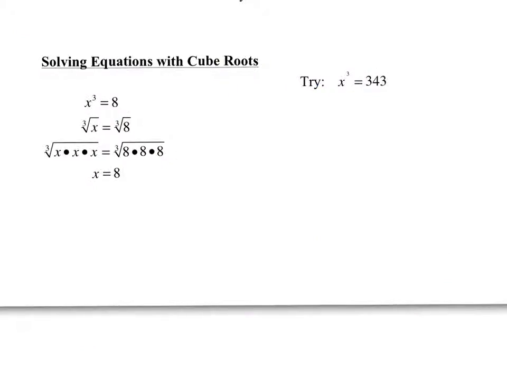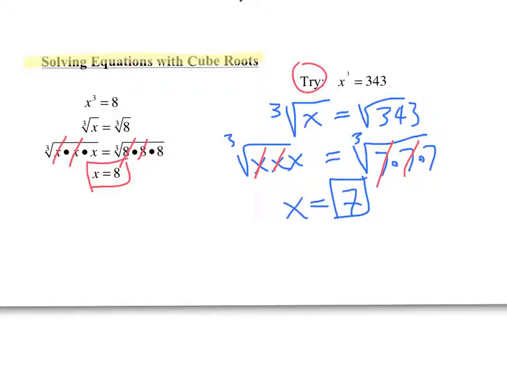Solving equations with cube roots is very similar to square roots. We find the three numbers that multiply together create the number. We take two of them away. In this case, x times x times x. We take two of those away and end up with x equals 8. You try this one. And the answer is x equals 7.